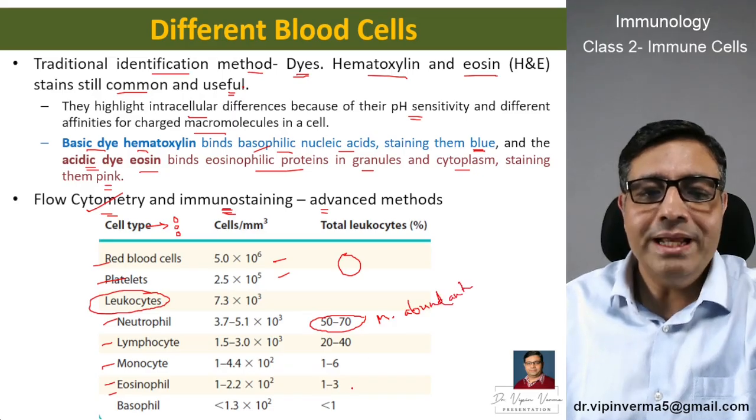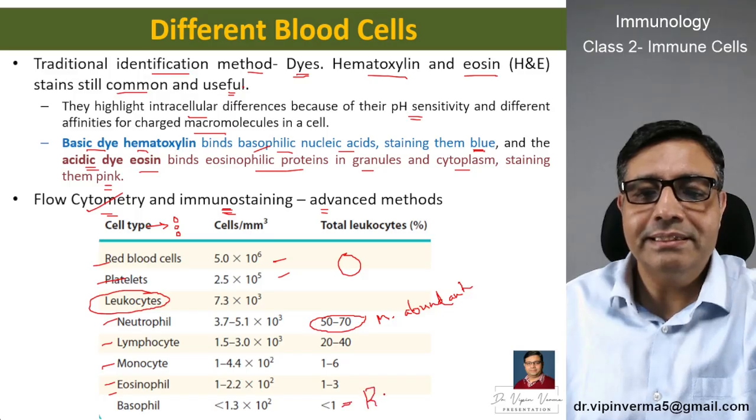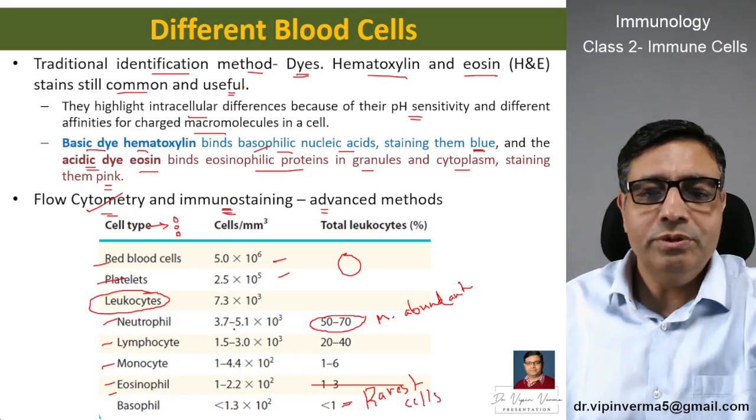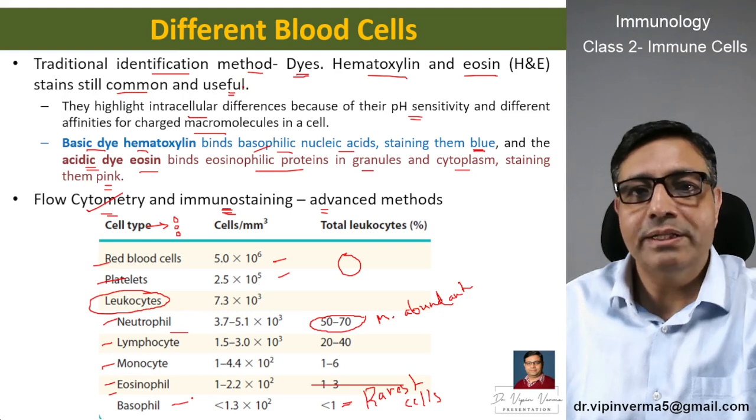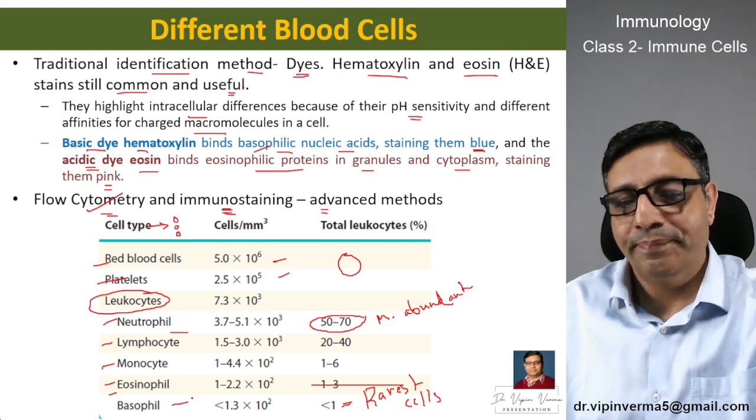Okay. While in case of basophils, you will find they are the rarest cells. So these two things you should remember: neutrophils, the most abundant cells, and basophils are the rarest WBCs, which are found in the circulation.